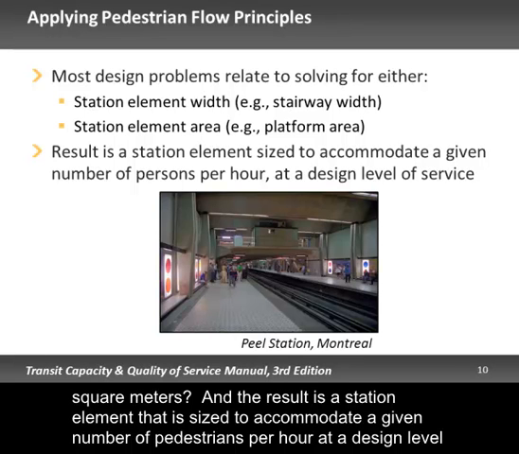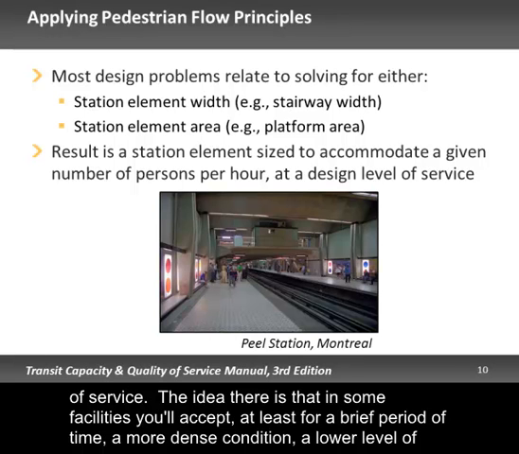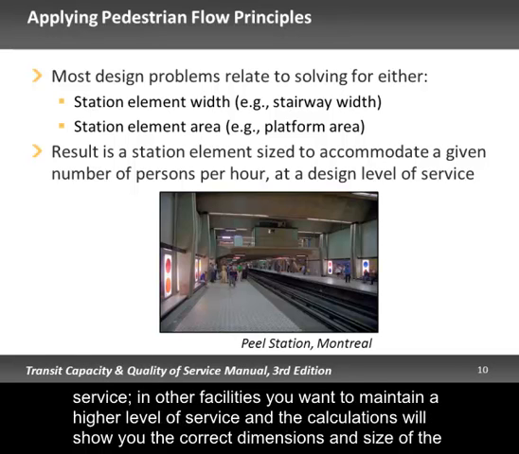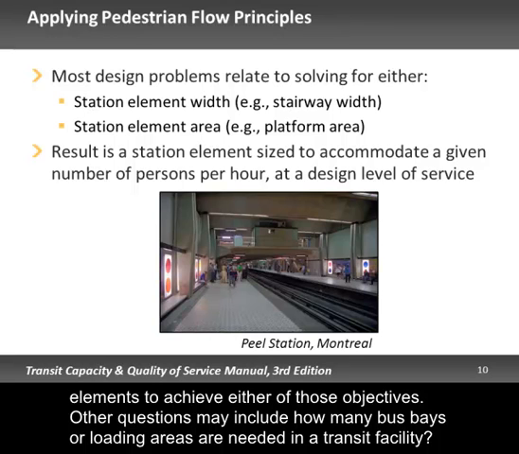The result is a station element that is sized to accommodate a given number of pedestrians per hour at a design level of service. The idea there is that in some facilities you'll accept, at least for a brief period of time, a more dense condition, a lower level of service. In other facilities you want to maintain a higher level of service, and the calculations will show you the correct dimensions and size of the elements to achieve either of those objectives.